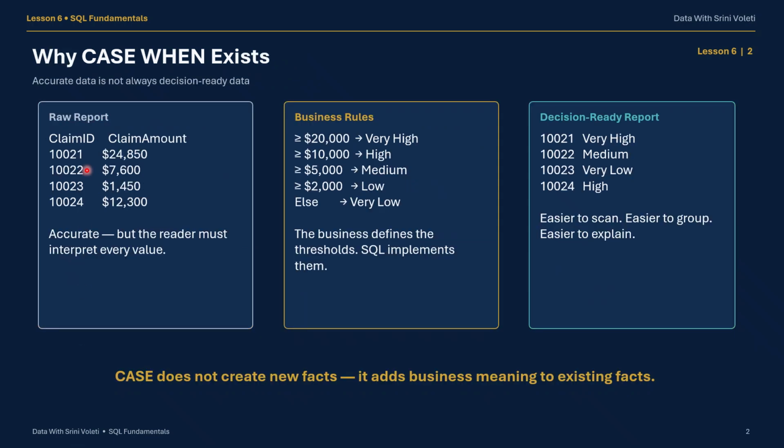Before syntax, understand the business reason. The raw report is correct, but every amount still requires interpretation. With CASE, let us translate business rules into a new calculated column. The thresholds are not SQL rules. They come from the business. SQL is simply implementing them. This is the same pattern we used in Lessons 4 and 5. Start with the business question, then decide what SQL operation answers it. CASE does not create a new fact and does not change the claim amount. It adds a useful interpretation to the output.